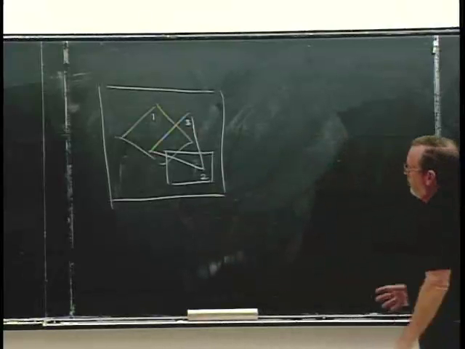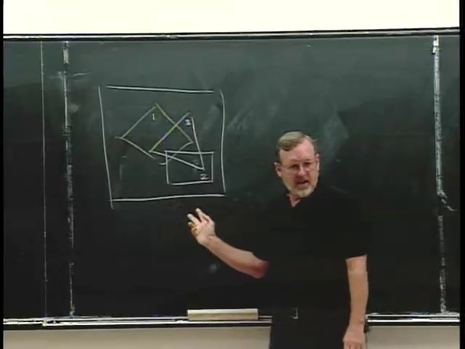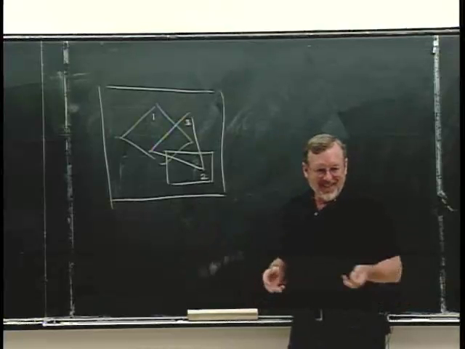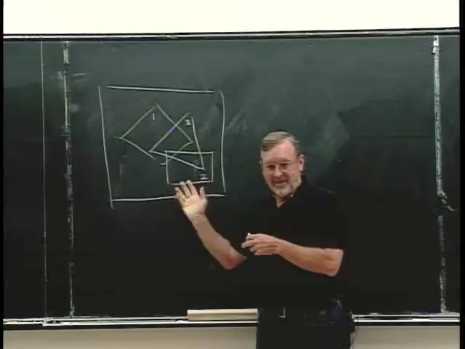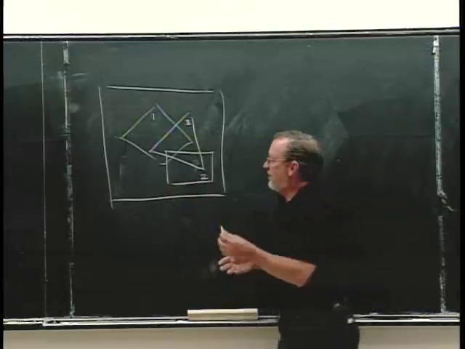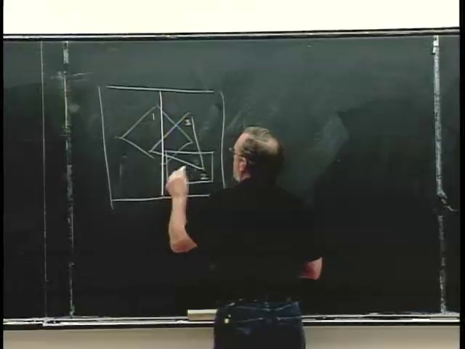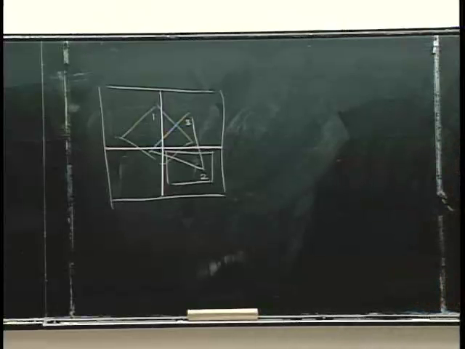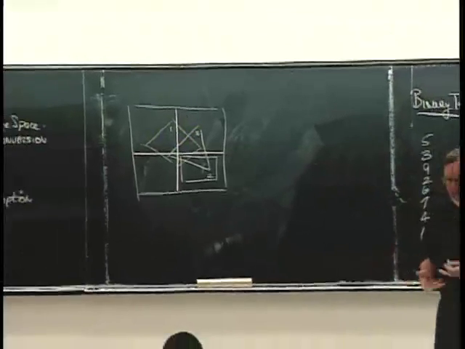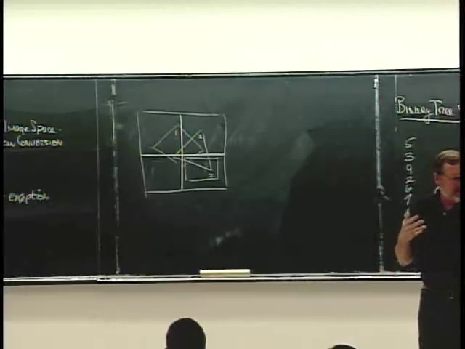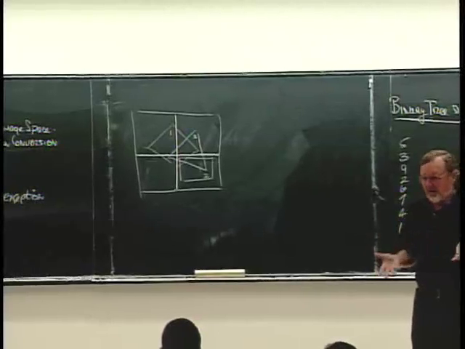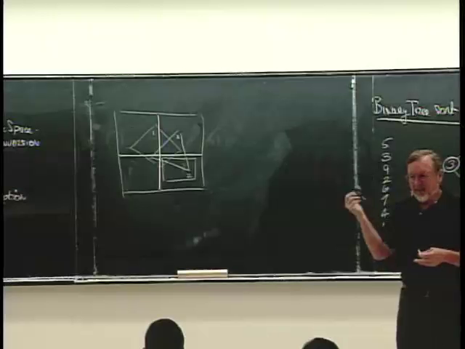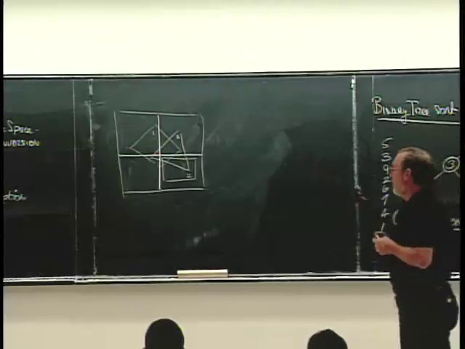Warnock's algorithm is kind of clever in that it's a classic divide and conquer algorithm. Divide and conquer says, if I don't know how to draw this picture in this window, split it up into 4 sub-windows, like that, and then ask the same question of each one of these. Is it easy enough to draw in this window? If so, draw it. If it's not easy enough to draw, split it up into 4 pieces, and then draw it.